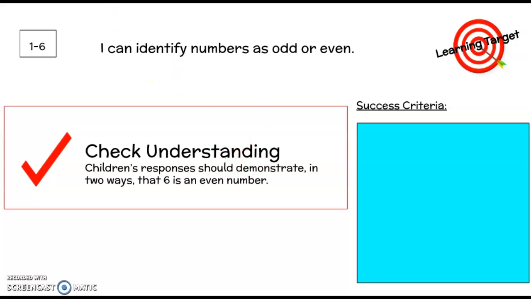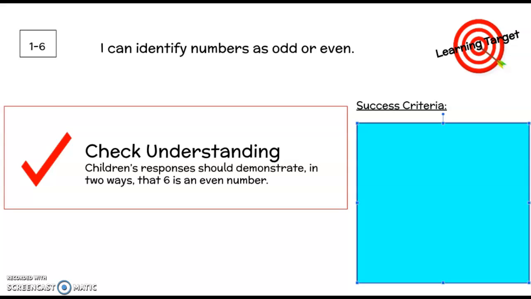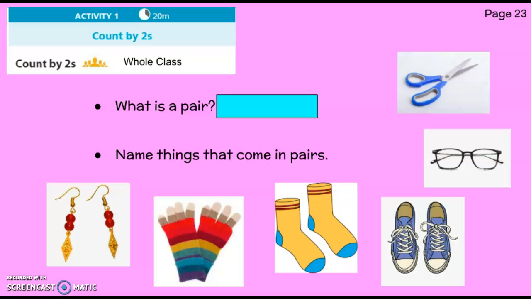Here are some more ways to show it. So maybe you count by twos. You drew a picture to show pairs. We talked about that one. I drew a picture to show two equal groups. So you could draw the picture to show the two equal groups, or I wrote the addition double of the number. And if they had a double, then it was even. If not, nope, right? All right. So then we talk about with doubles, with even and odd.